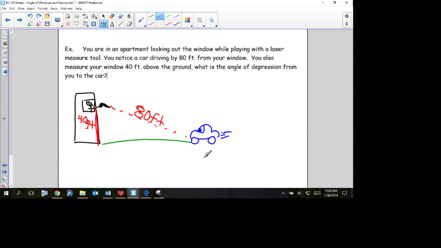If this said from the base of the building, it would be different. But since I told you it's a laser thing, you understand how a laser works, right? I'm sure you play with them all the time. I have like five of them. Yeah, I hope so.